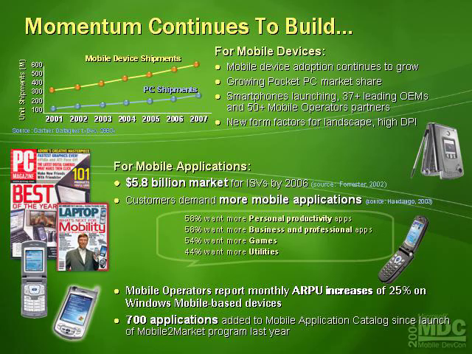This momentum is a huge opportunity for the ISV to create their applications. Mobile operators are looking for more and more applications as well. They're finding that our Windows Mobile-based devices are increasing their average revenue per unit by $25 a month. On top of this, Microsoft is seeing a huge increase in the number of applications being written. Over 700 new applications have been added to our mobile devices catalog in the last year.